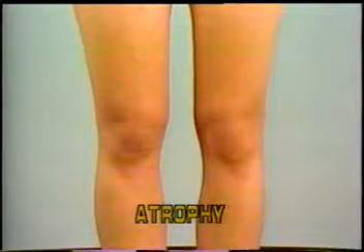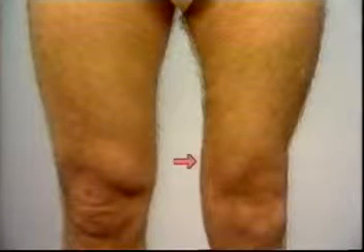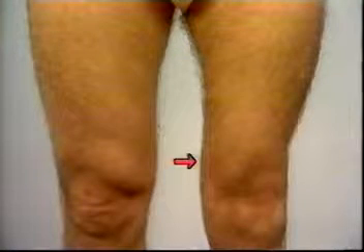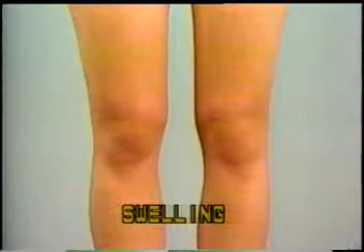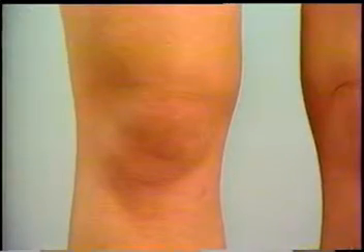Atrophy. While still observing the patient from in front, note the muscular contour above the thigh and knee. Specifically, note any atrophy of the vastus medialis, which may be associated with traumatic or degenerative knee pathology. Swelling. Note any enlargement of the knee as compared to the other knee. This may be due to localized swelling or generalized swelling about the knee, and the precise cause will be appreciated by the examiner when palpating the knee.